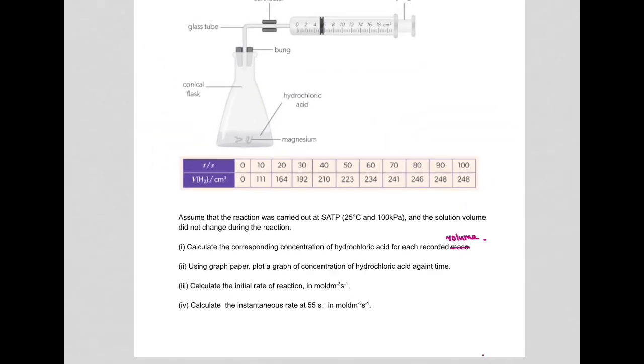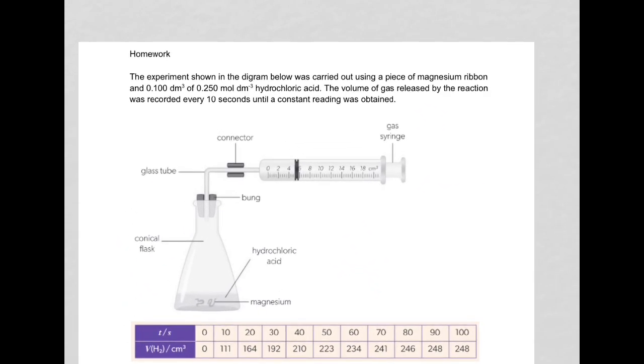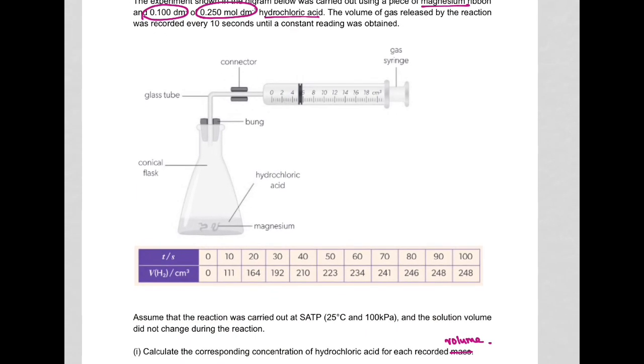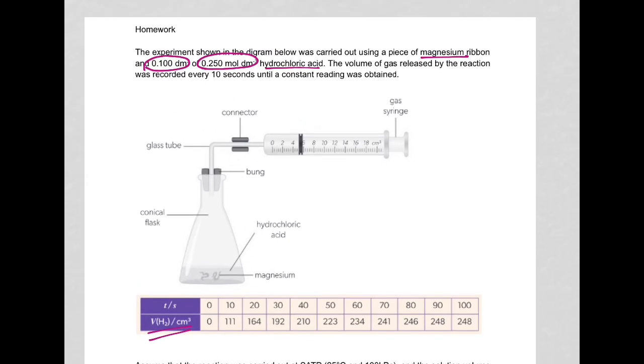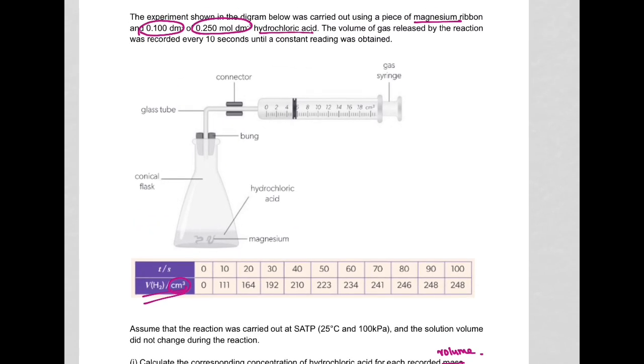Now, if you look at this question, it tells you that you have magnesium ribbon added to hydrochloric acid, and this is the initial concentration of hydrochloric acid. This is the volume of hydrochloric acid used, and the volume of hydrogen gas produced during this reaction is recorded every 10 seconds, and this volume is in centimeter cube.